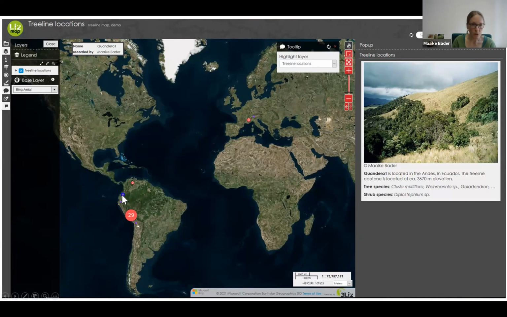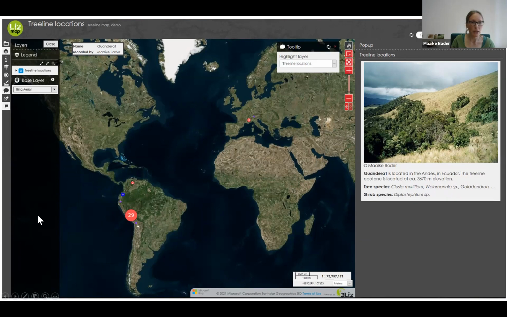So when you go on this point in Ecuador, you get a pop-up and then you get a picture and you get some general information like the elevation and where it is. And for example, the tree species and the shrub species. So this is the state that we have it at the moment, where you have some basic information. You can see that the distribution of the points is still quite limited and not very balanced.